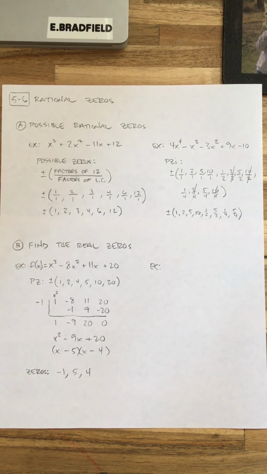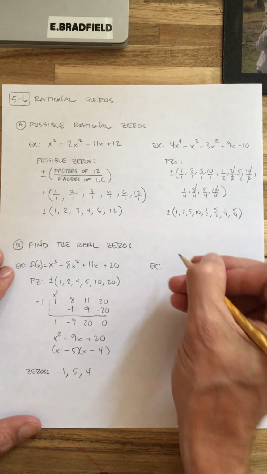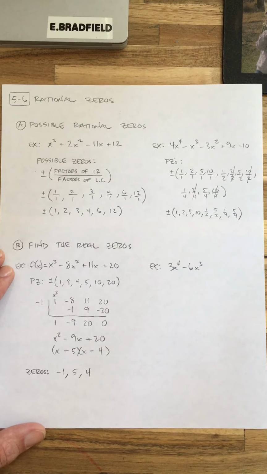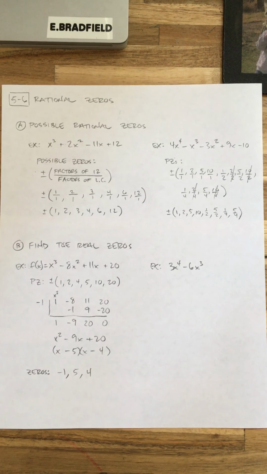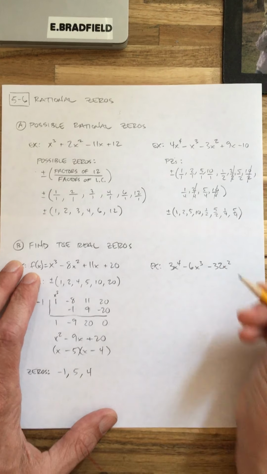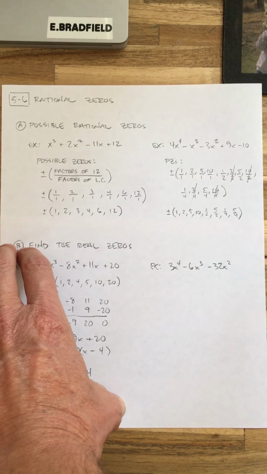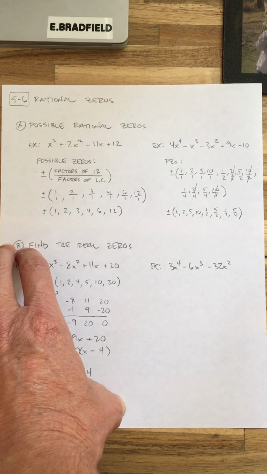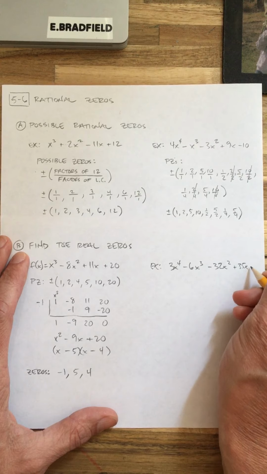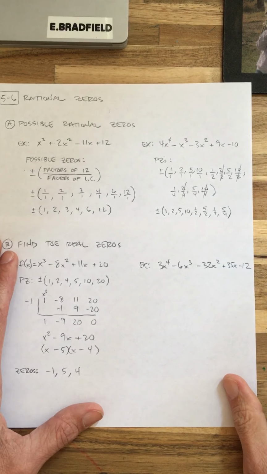How about this? 3x to the 4th minus 6x cubed minus 32x squared plus 35x minus 12. Oh, I forgot to say f of x equals. I'm sorry. Ooh, I almost ran out of room.